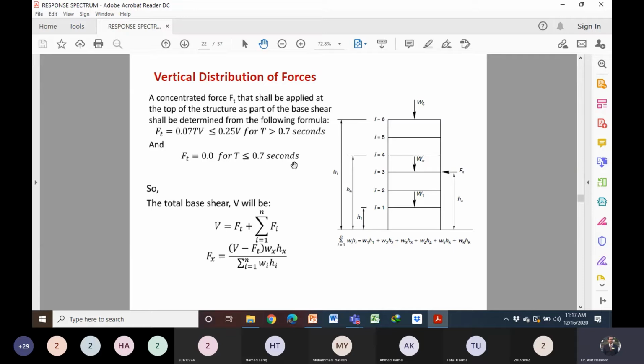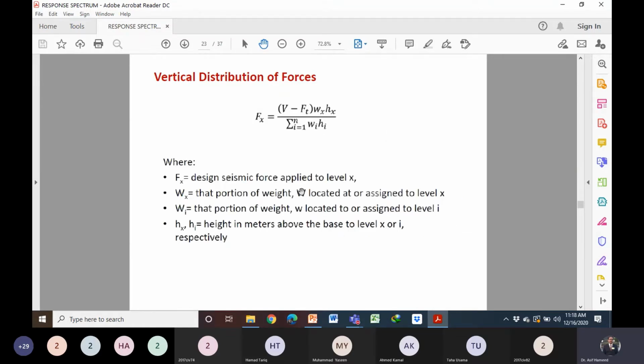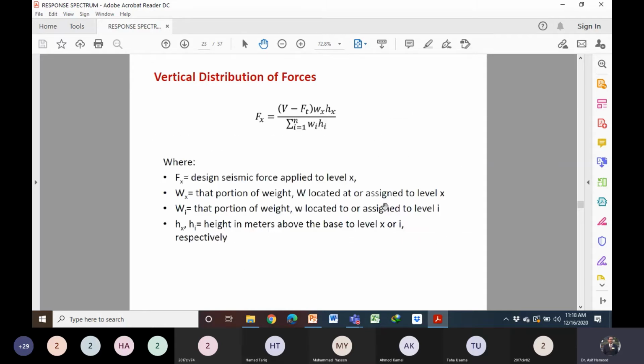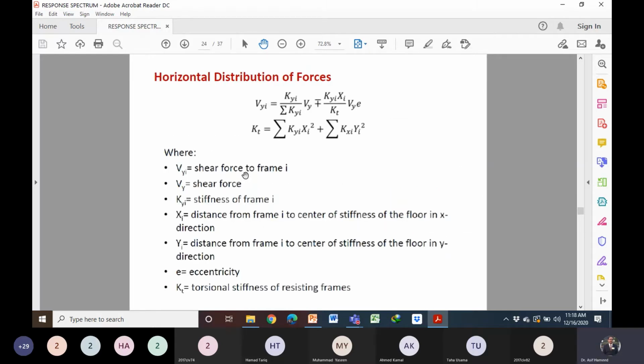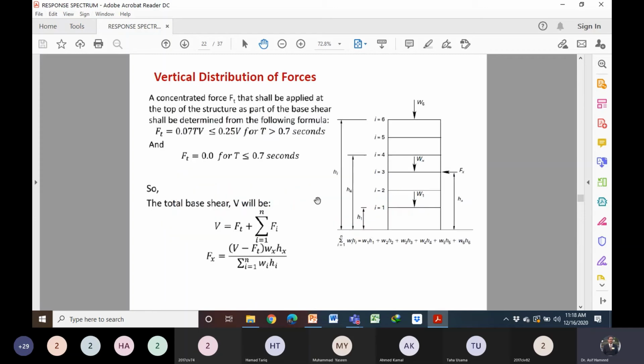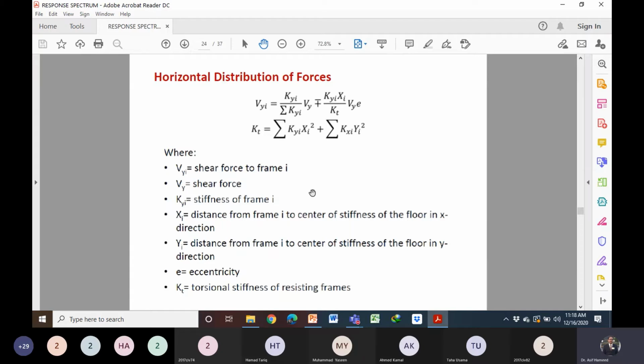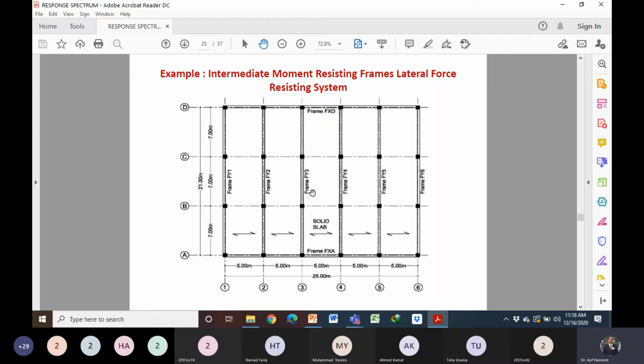These two: how can we distribute the forces vertically once we have the value of the base shear, and how can we distribute the forces horizontally in the different frames? These two slides we will discuss later. Let's solve one example now, because we have to use these two formulas, the distribution of the forces along the height and also the distribution of forces horizontally in the different frames. We have to use these formulas in this example, so it will be better that we discuss them at that time. If you don't have any question, let's solve this example.